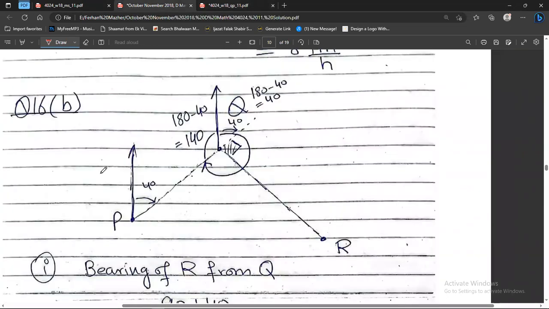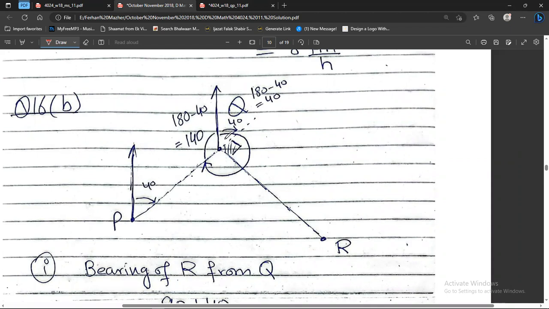Okay, so this is 40. This will be 180 minus 40, because these two are adjacent angles on a straight line. So you get 140. The sum will be equal to 180. So 180 minus 140, this angle will be 40.